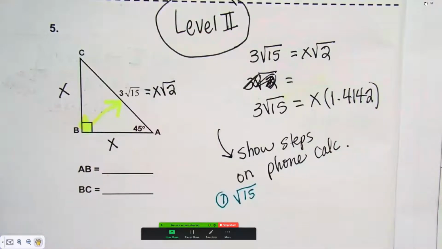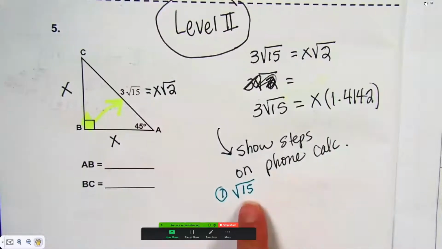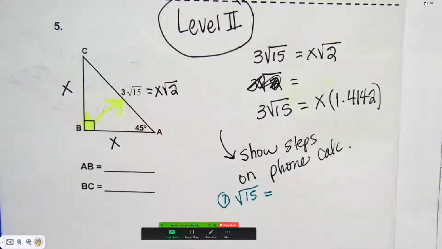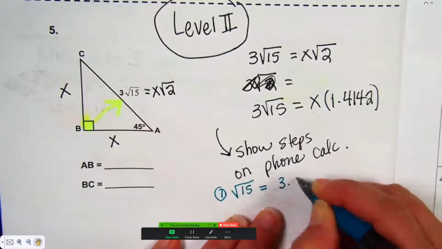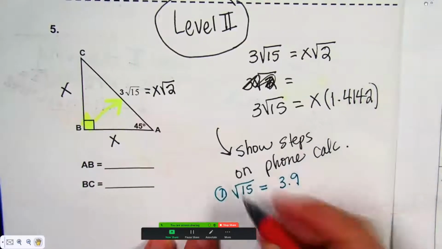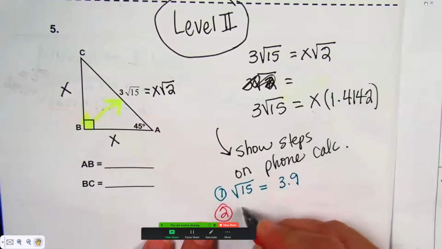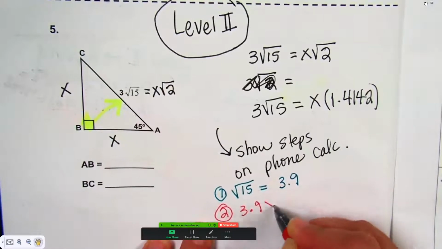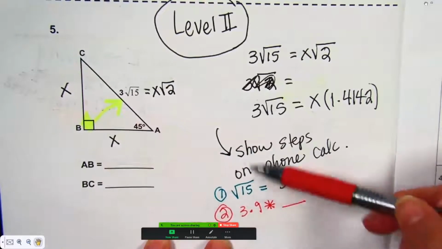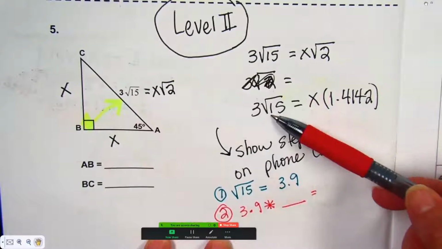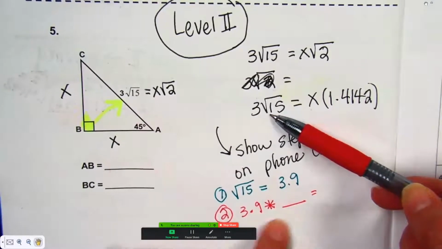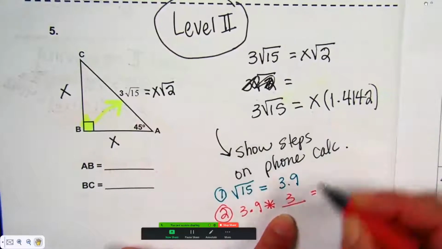All right, so step 1 is to find the square root of 15. And y'all just round one place. That's going to turn into 3.9. Now, take that 3.9 and multiply it by any number on the outside. Did we have a number on the outside? We did. We had a 3. So step 2, write this down just like this.